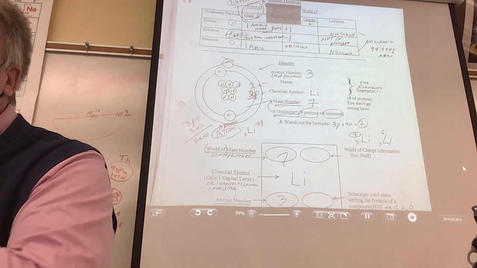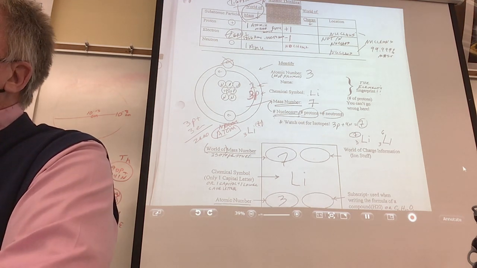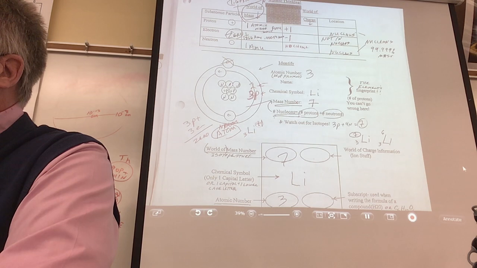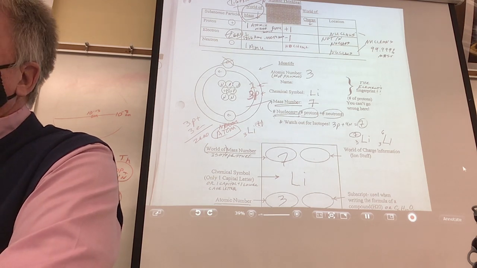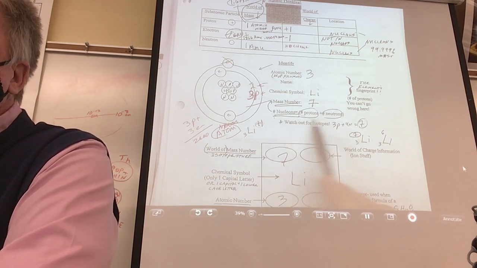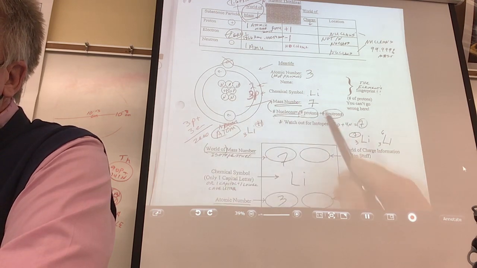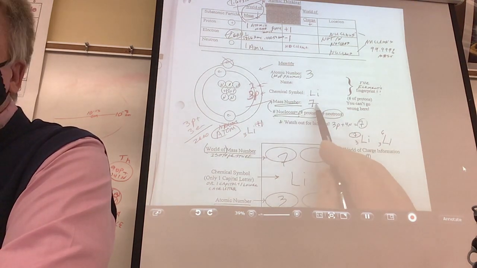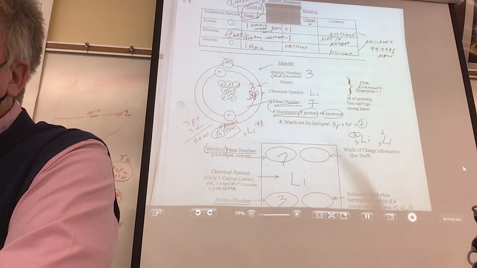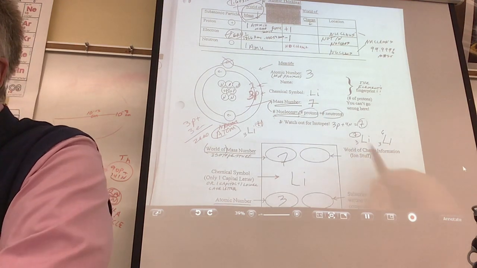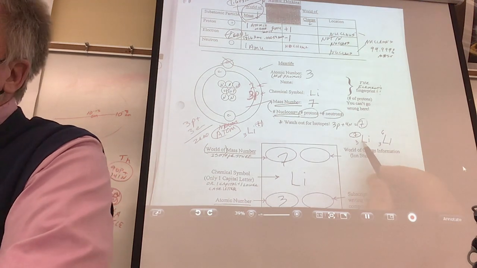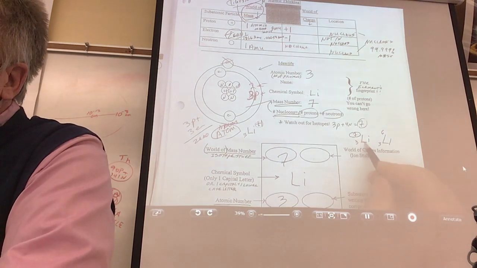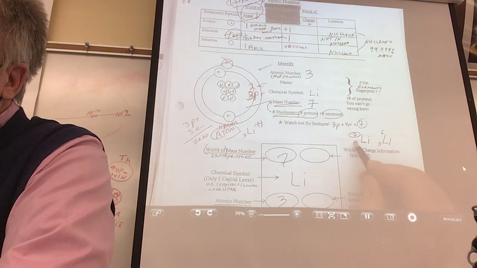Lithium. Pretty easy. What is the mass number? The mass number is the number of protons and neutrons. I have 3 protons and 4 neutrons, so 7. The mass number is 7 for this isotope. How do I write the symbol for this isotope? I write Li, and I put the atomic number down here.